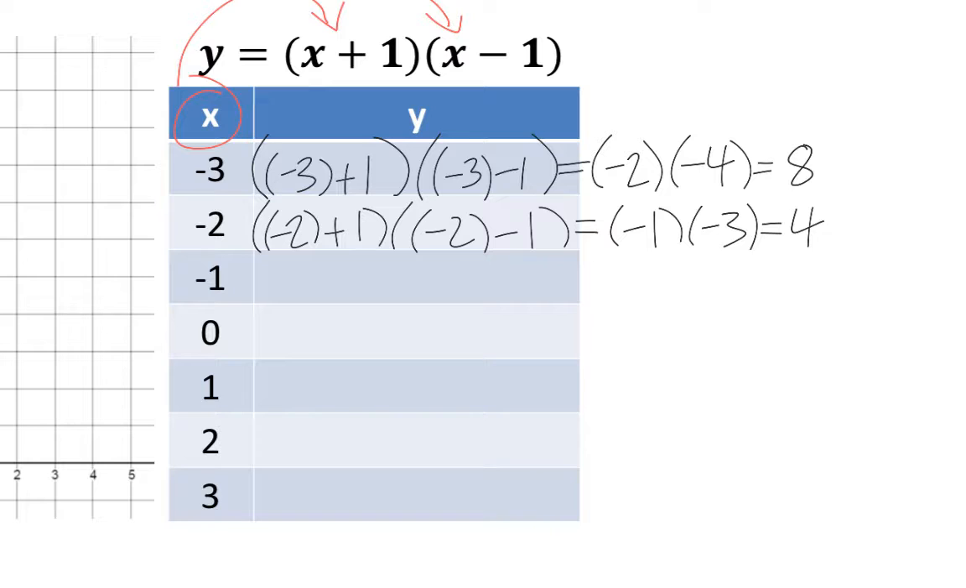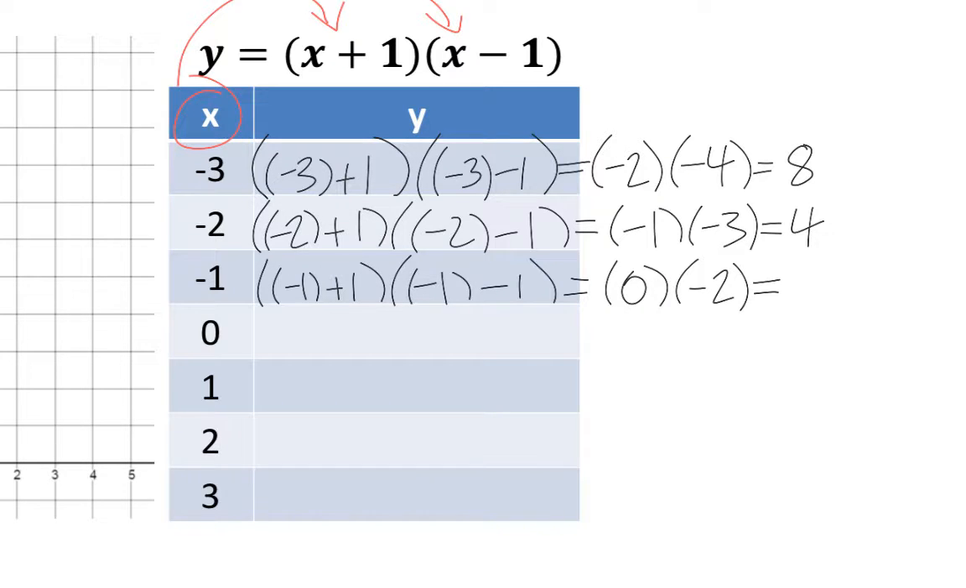Let's repeat the same process for -1. I'm going to put -1 in brackets. Plus 1 stays the same. I'm going to put the -1 in brackets. The subtract 1 stays the same. Again, be very careful with your signs here. -1 plus 1 is 0. And -1 subtract 1 is -2. So 0 multiplied by -2 is 0.